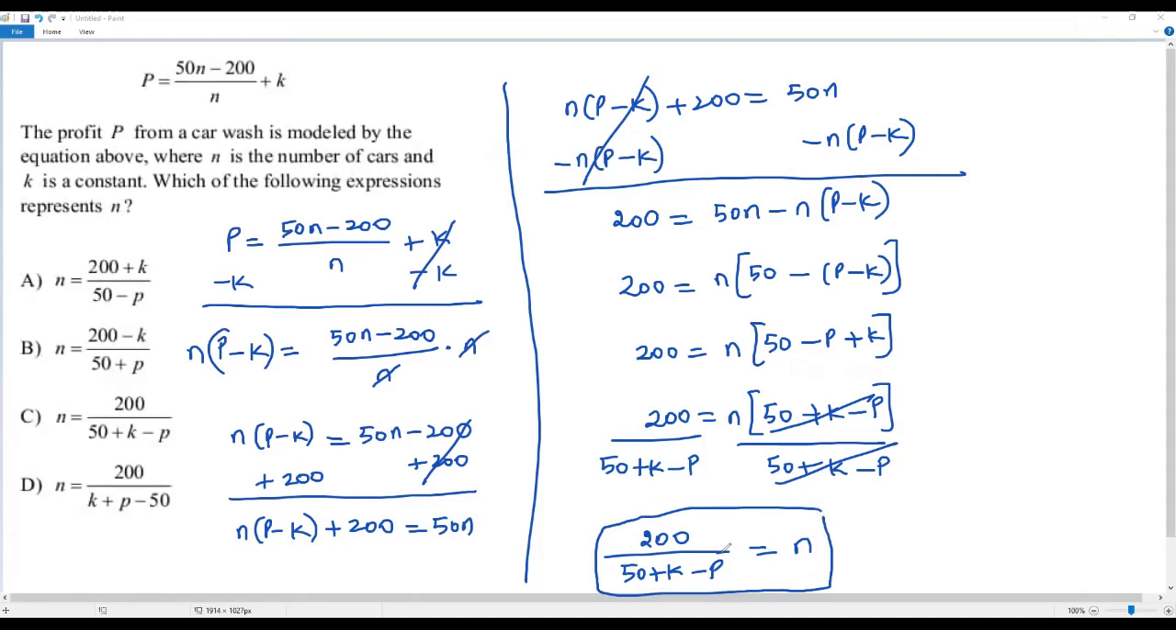We find this expression exactly in answer choice C. The correct answer choice for this question is C.